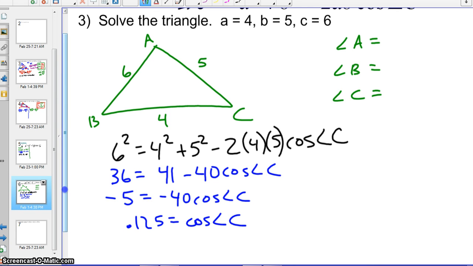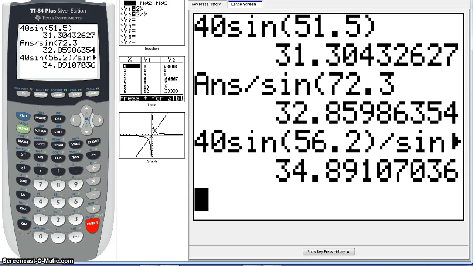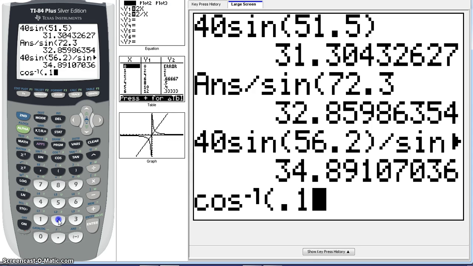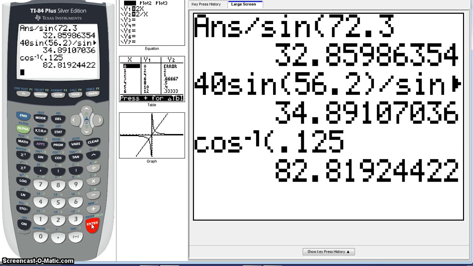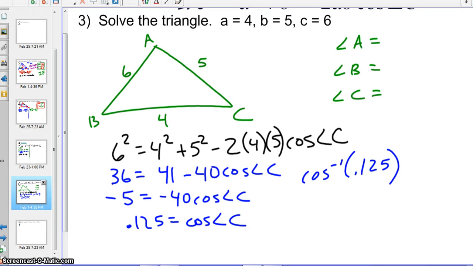We talked about this the other day about finding the measure of an angle. We have to take the inverse cosine. So we're going to type in the inverse cosine of 0.125 in order to find the measure of the angle. We find out that the measure of the angle is 82.8 degrees, which we can round to 83 degrees.